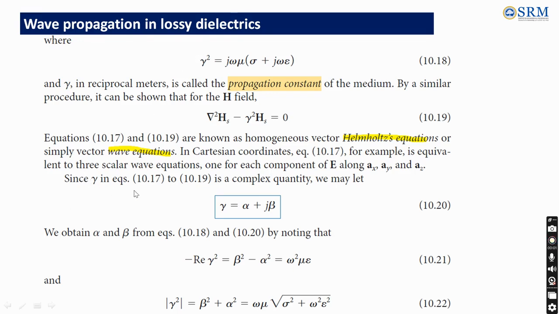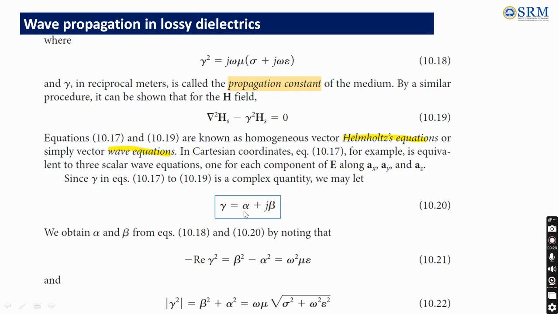So the propagation constant gamma is a complex quantity, as we saw here. So we are going to assume that as alpha plus j beta. Okay, and we are going to find the value of alpha and beta separately now. For that, we are going to take the real part of this gamma square, right? What is gamma square? It is alpha plus j beta the whole square, right?